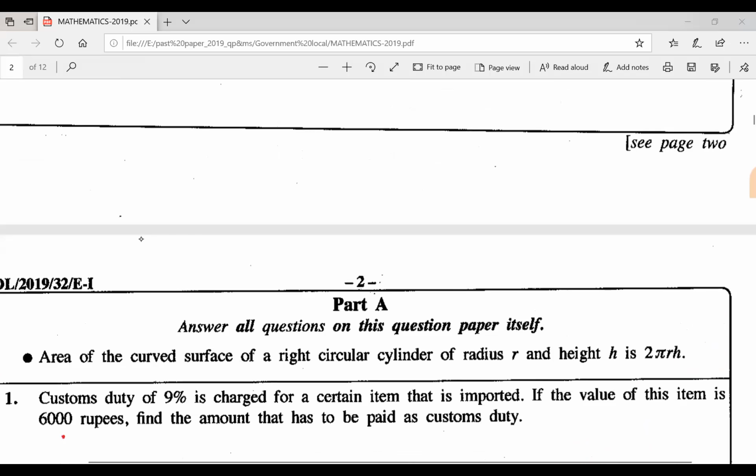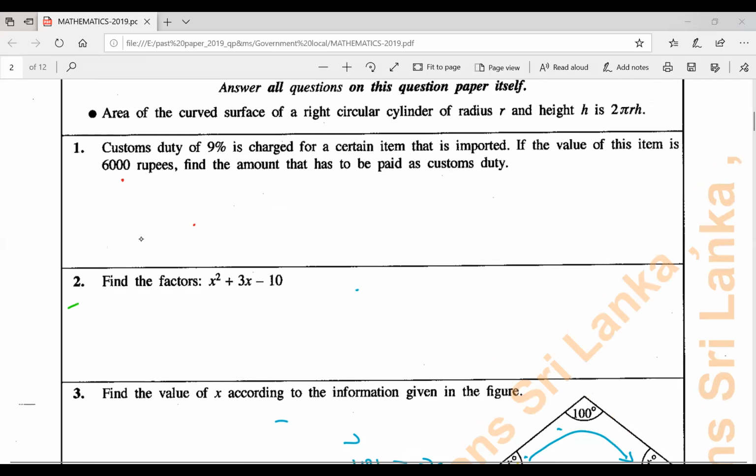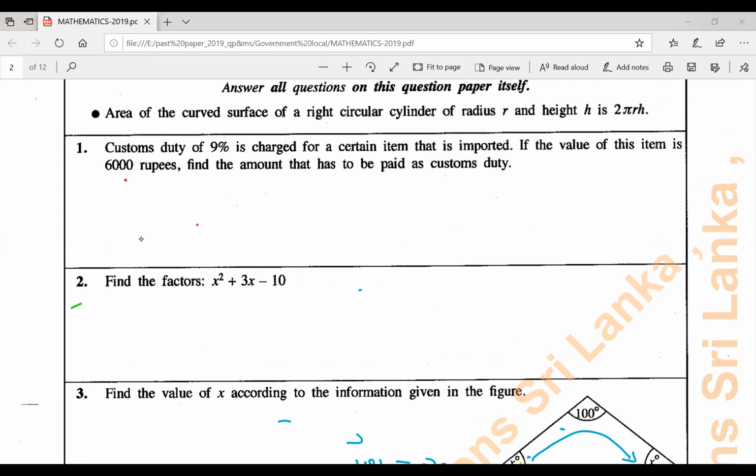This is the 2019 paper, last year's paper. If there is any problem with my voice, any audio or video problem, please let me know.